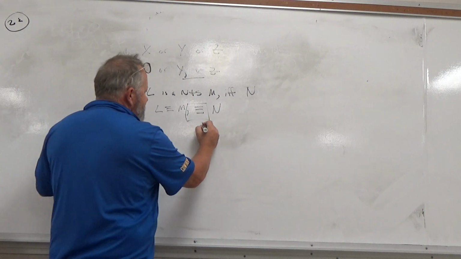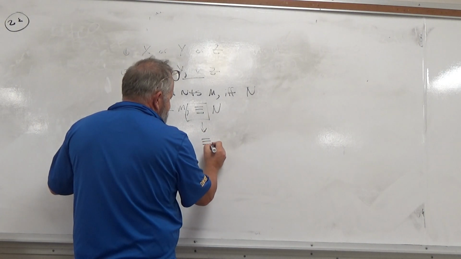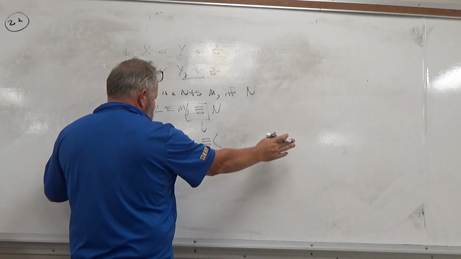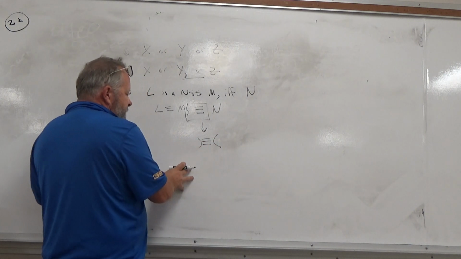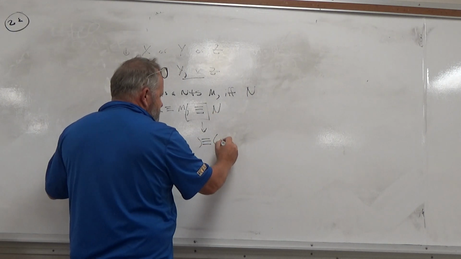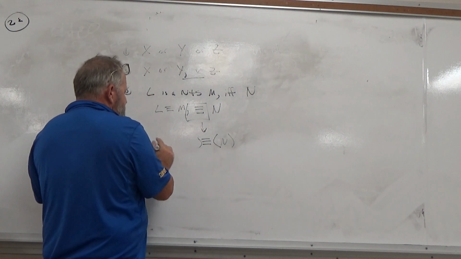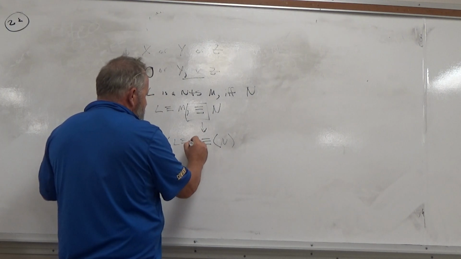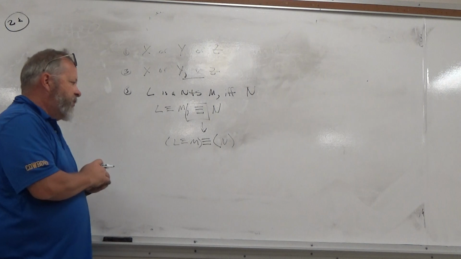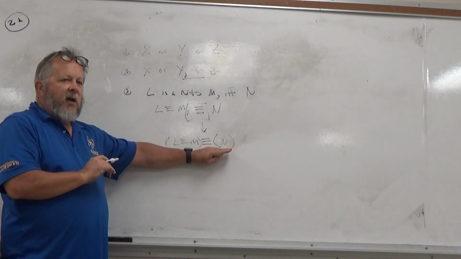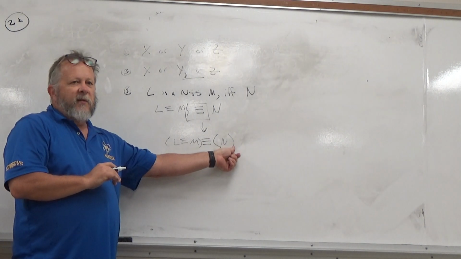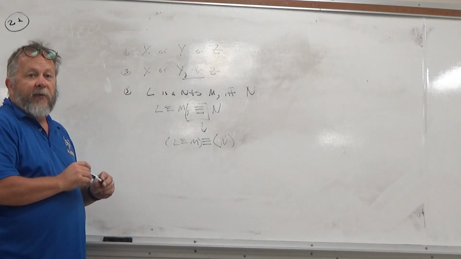So to keep it the main logical operator, I'm going to do this. I'm going to say, hey, there's stuff to the right and there's stuff to the left. We'll keep it together. Over here, it's just N. And over here, it's L if and only if M. So that would be a right answer. Of course, these parentheses are unnecessary. You could drop them off if you wanted.